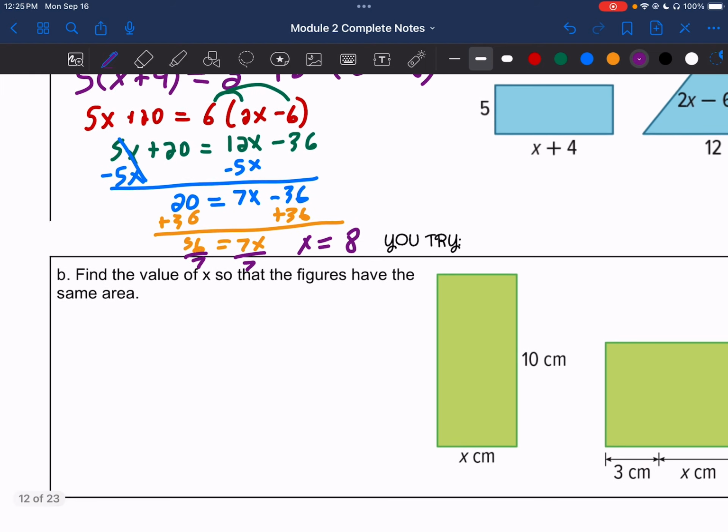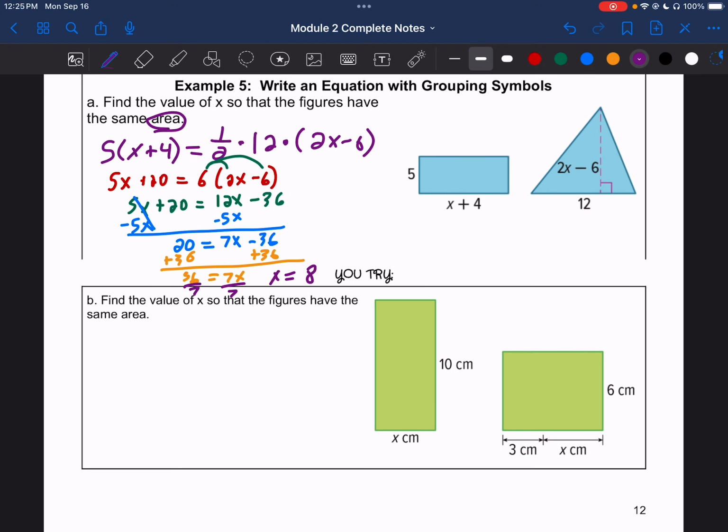All right, we have a U-try problem. Find the value of x so that the figures have the same area. They're both rectangles, so this should be relatively easy. Go ahead and try this one and then check your work against mine.